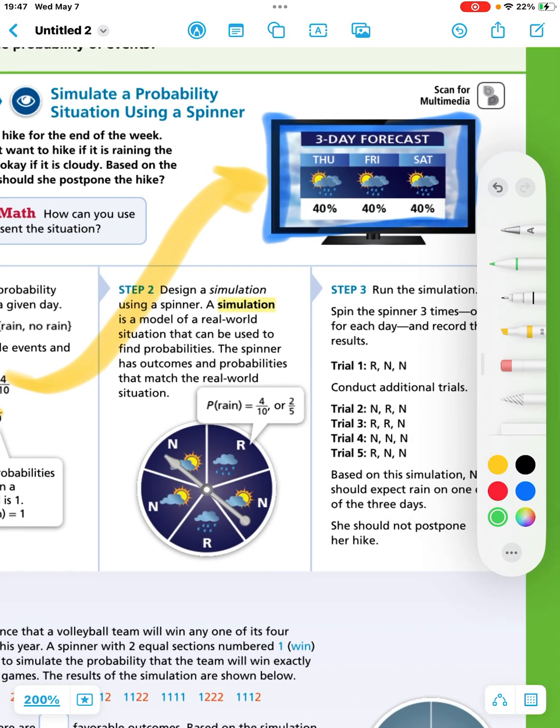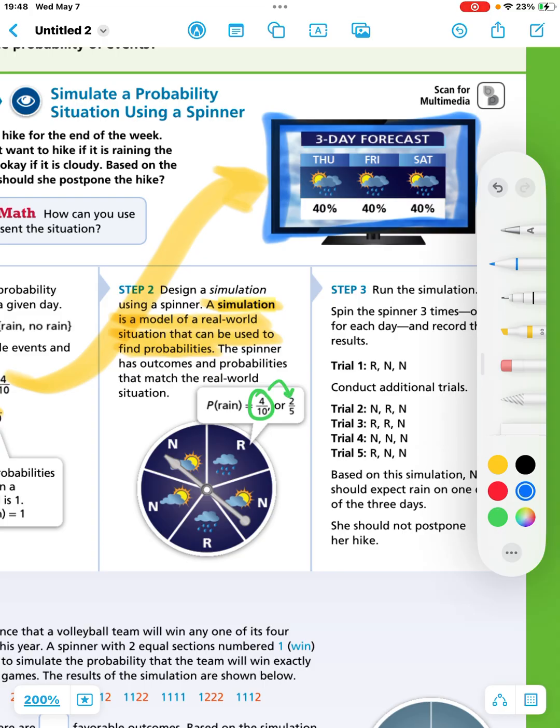Looking at this, we have design a simulation using a spinner. This is a vocab word, so if you could highlight it, that would be fantastic. A simulation is going to be a model of the real world situation that can be used to find different probabilities. So this probability has outcomes and probabilities that would match the real world. Notice here that all they did to this fraction is reduce it. We can reduce 4 over 10 into 2 over 5.